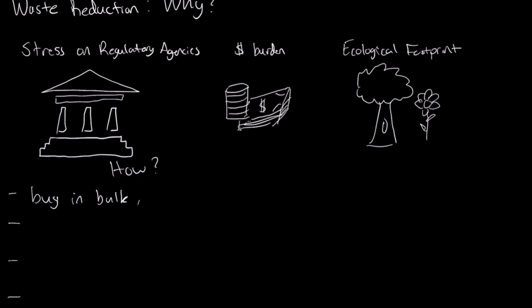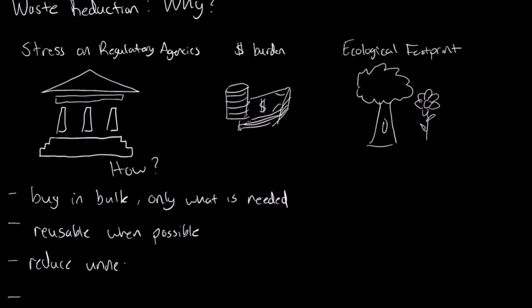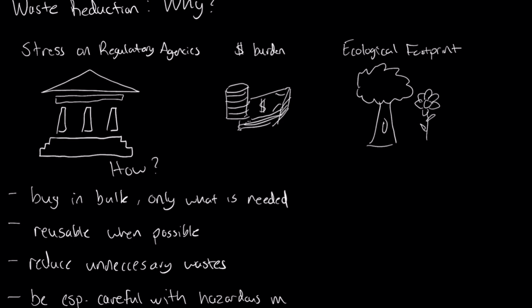But how exactly do we go about doing this? Well, there's a few things that you can do that have been highlighted on the HERC website. You can buy in bulk, buy only what is needed, so don't buy unnecessary things. I'm sure in hospitals you've seen a lot of things lying around. Get things that are reusable when possible. It's not that much more work to just use reusable things. Reduce unnecessary waste, and be especially careful with hazardous materials and use substitutes when you can, because the more hazardous materials you use, the more disposal you have.